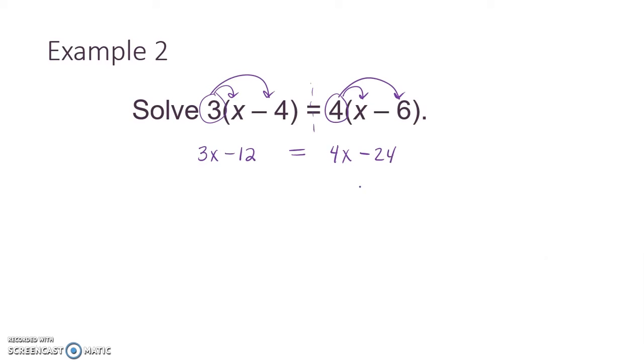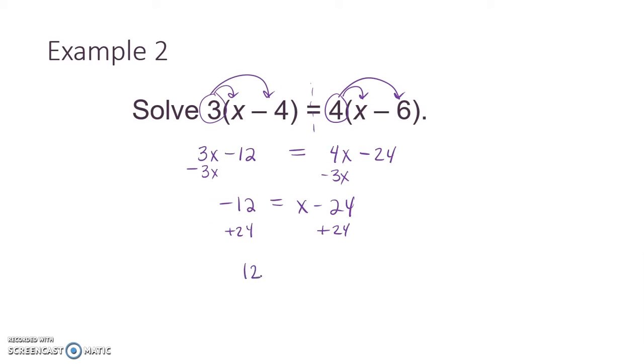And then let's see, what side should we move these to? Well, 3 is smaller than 4, they're both positive values, so I'm going to subtract my 3x from both sides. I end up with negative 12 equals x minus 24. 4x minus 3x equals x. Then I have a two-step equation, a one-step equation, but it's backwards from usual. So we're just going to add our 24 to each side.